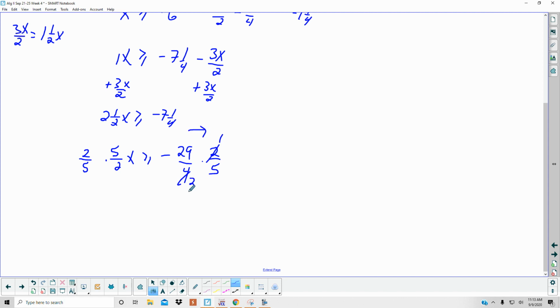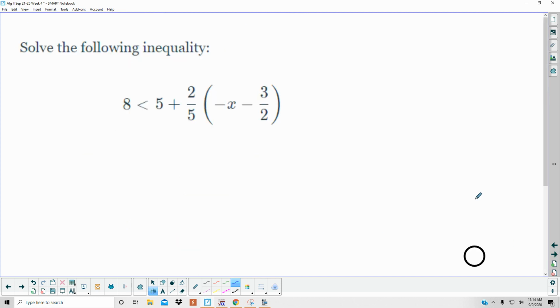Now you multiply straight across. So that would be -29/5. So x is greater than or equal to, sorry that greater than symbol is poor, -29/5. Boy, the slate's harder for me to get used to than I expected. Again, I apologize. Okay, last one.